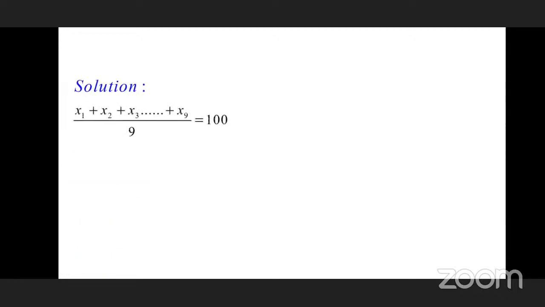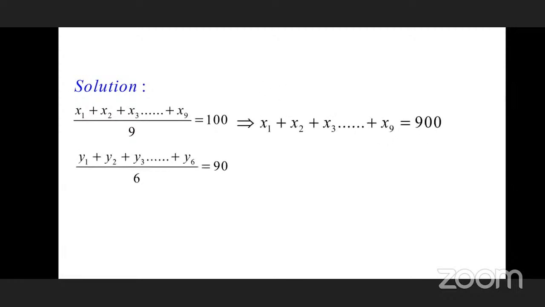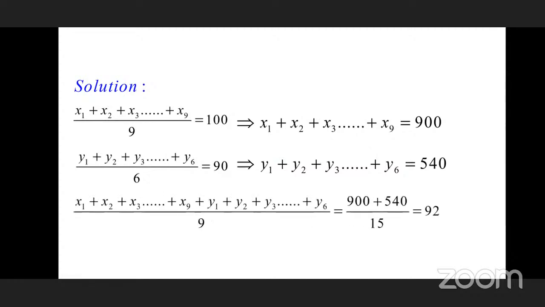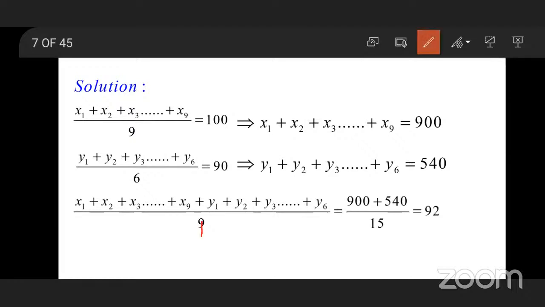The first option is the correct answer. The way of procedure is x1 plus x2 plus x3 and so on x9 is equal to 900. Similarly, y1 plus y2 plus y3 and so on y6 is equal to 540. The total observations are 15. Therefore, 900 plus 540 by 15 is equal to 92, which is our solution.